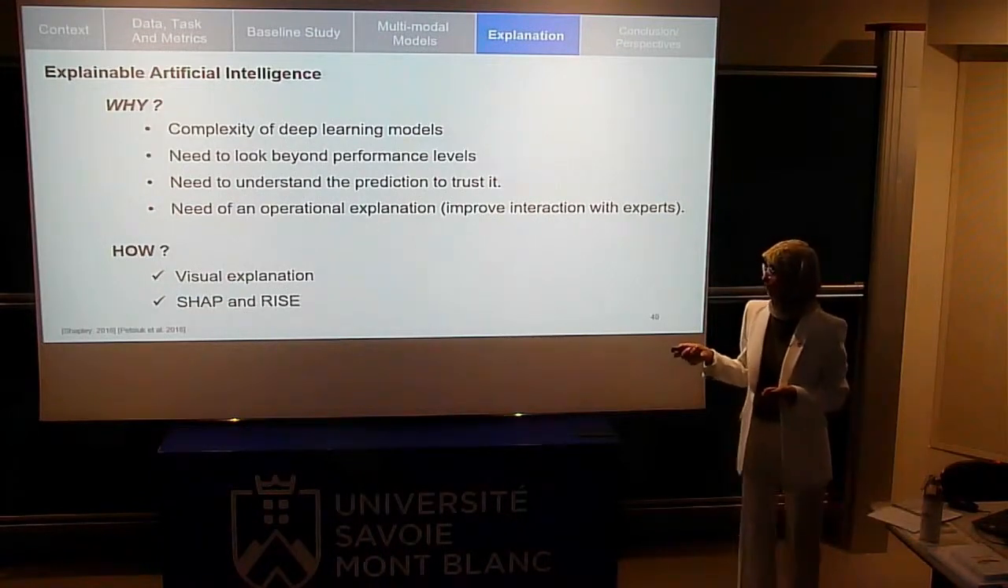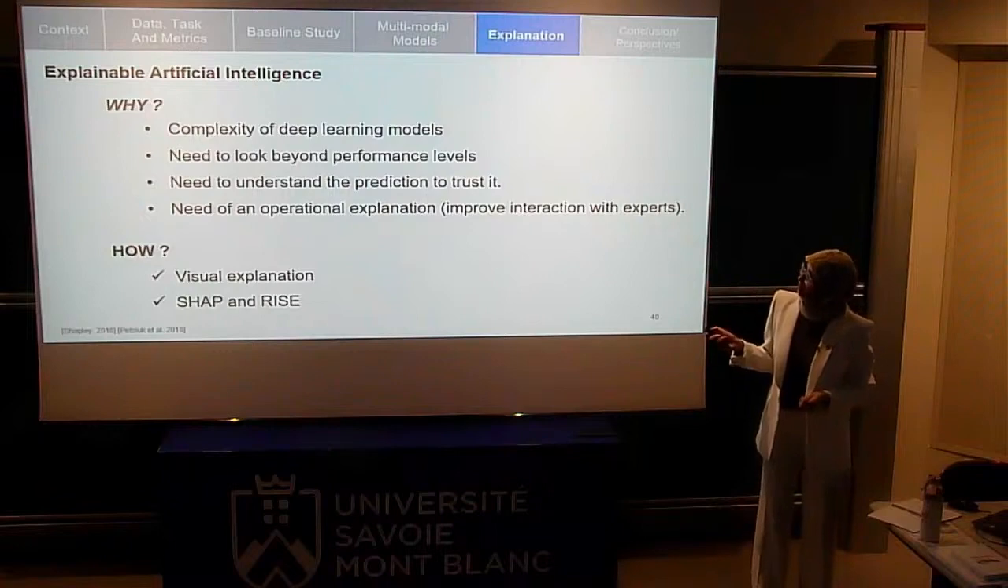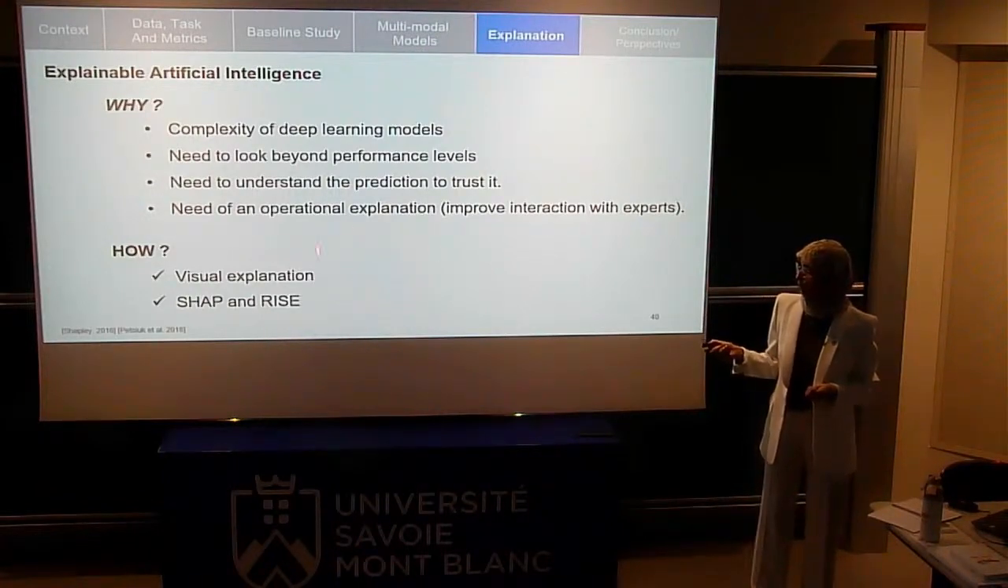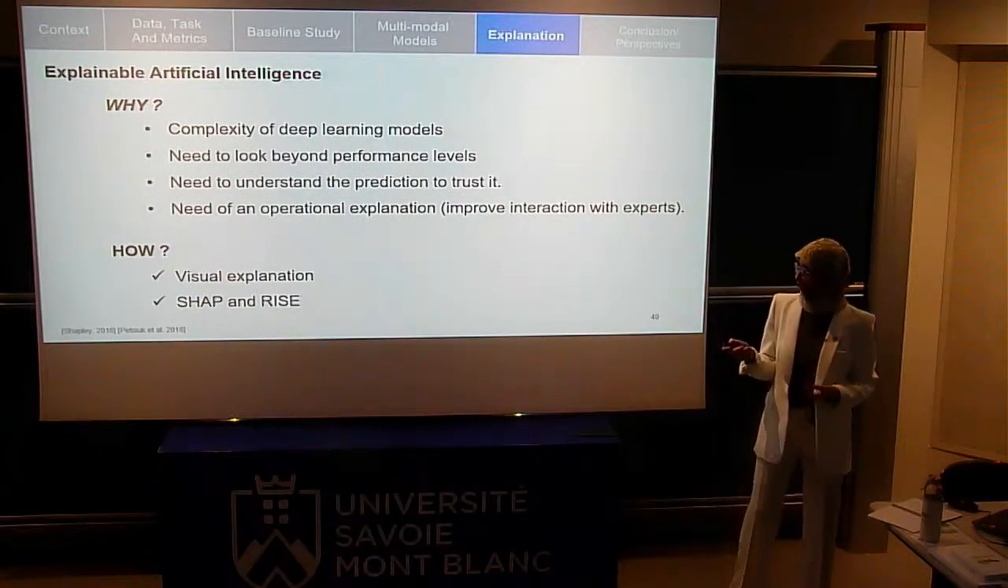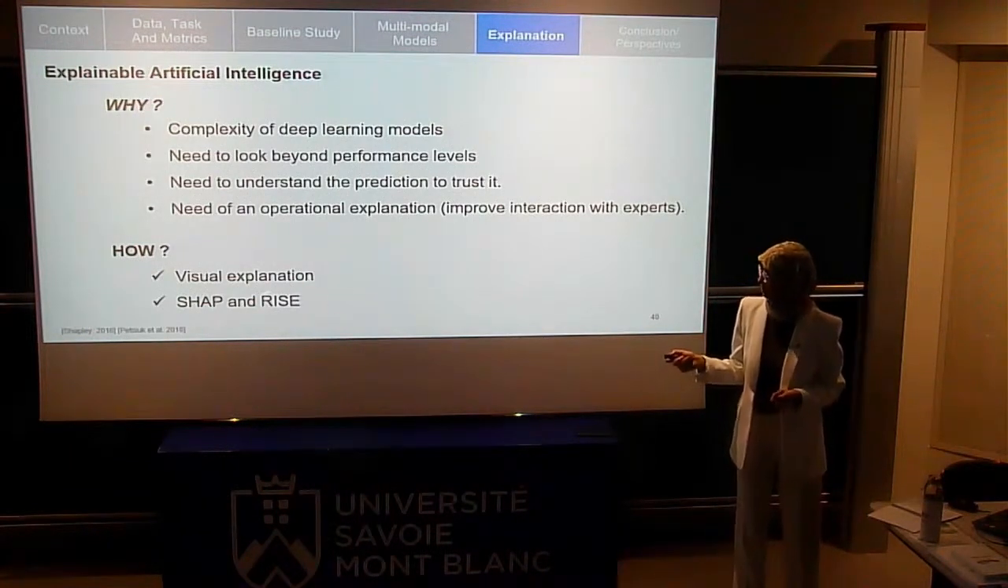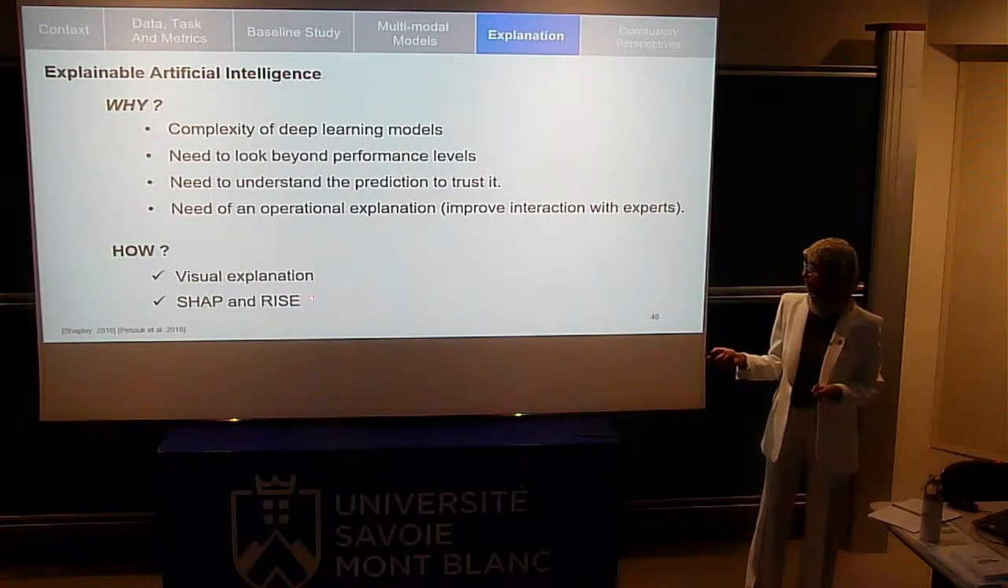So how can we do that? In the explainable AI methods, there is a category that we call visual explanation, where we give a visual explanation of our results. We pick two techniques. The first one is called SHAP, and the second one is called RISE.